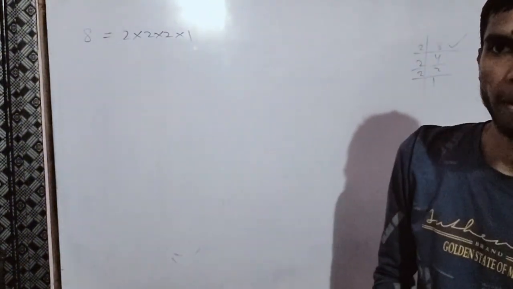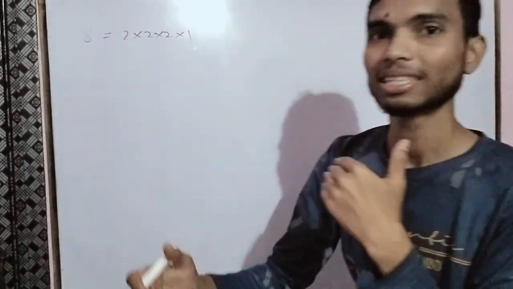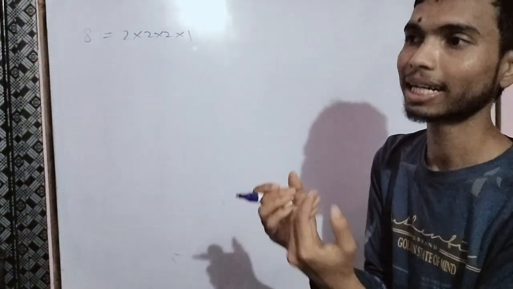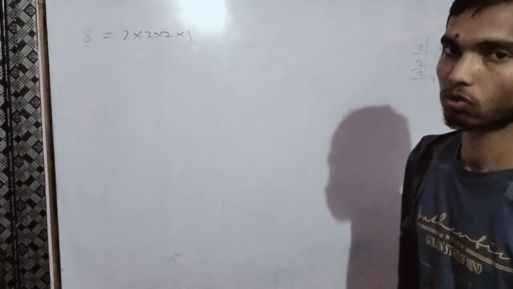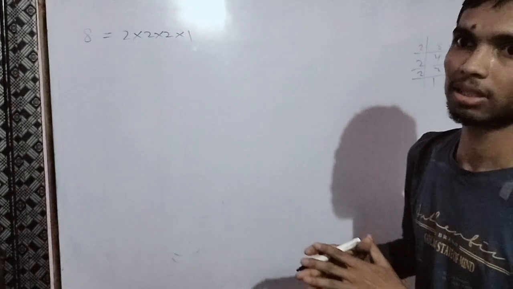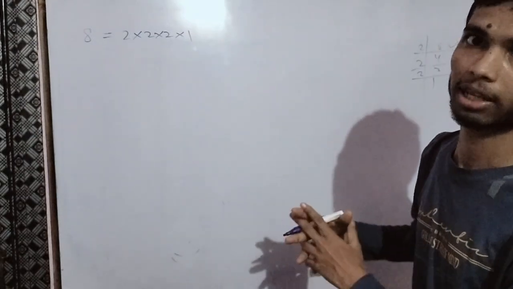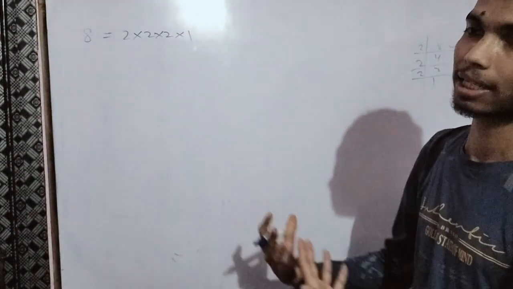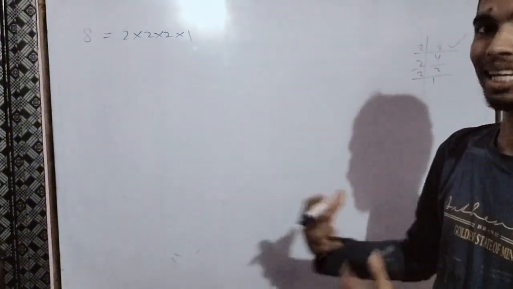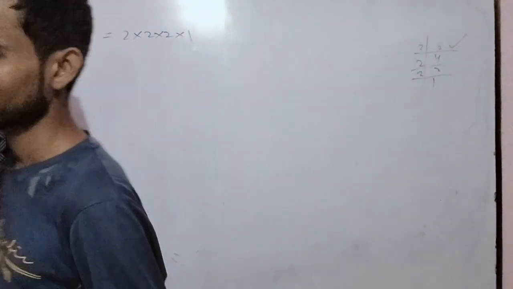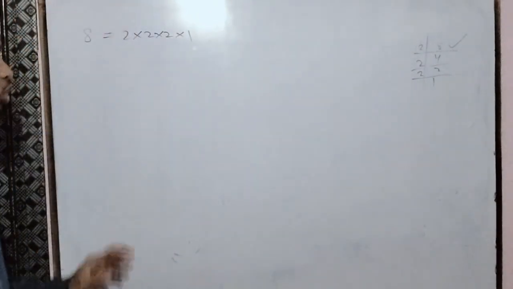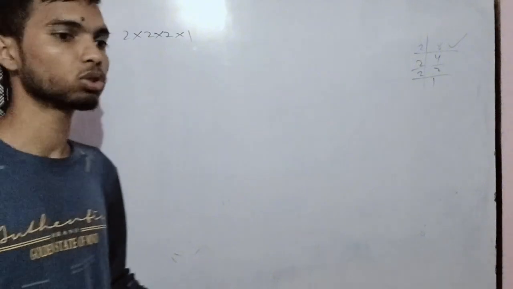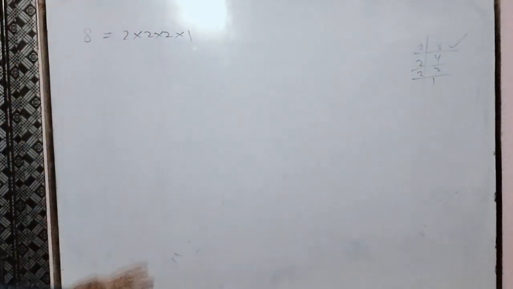Factor means dividing a number. It is the meaning of a factor. Factor is just dividing anything, but the context here is mathematics, so factoring a number means dividing a number. Questions will give you some numbers to factor, and then you will do that sum. This is also a method.